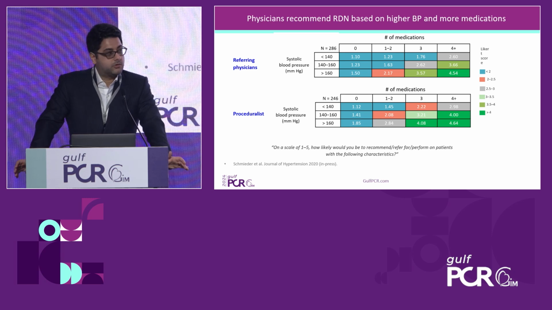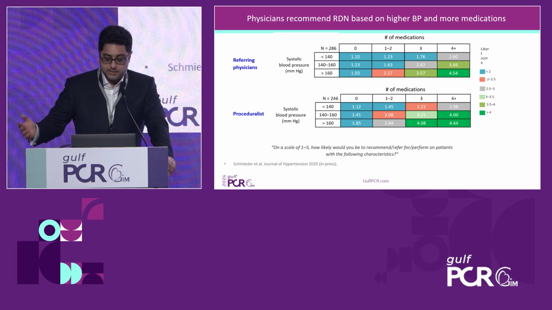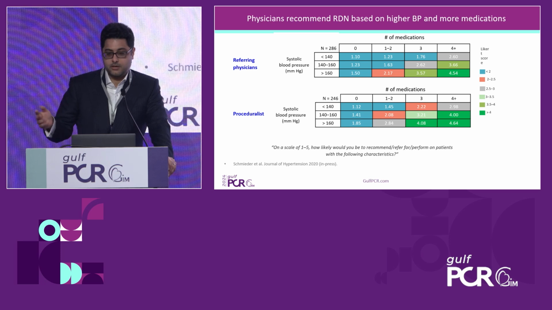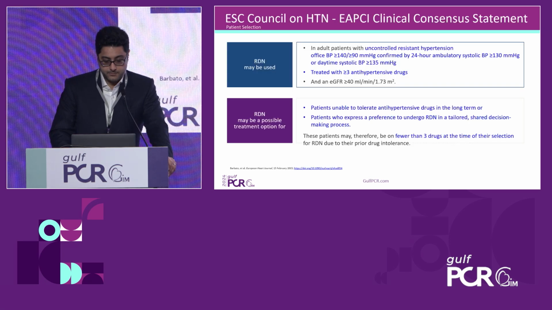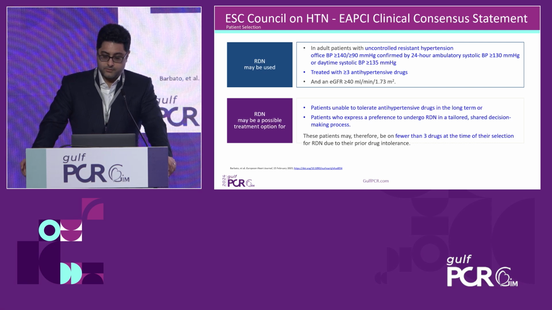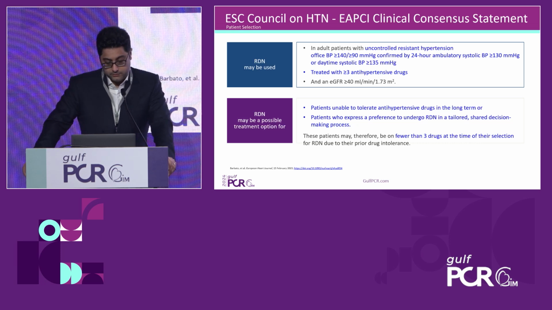They looked at the scoring system and what kind of score you would give them to refer them to RDN. Basically, the higher the blood pressure and the more medications they're on, the more likely they would be referred for RDN. So basically, the consensus statements: patients who have resistant hypertension, with an office BP of more than 140/90, or confirmed ambulatory systolic blood pressure of more than 130, treated with more than 3 medications, and had a GFR of more than 40, can be referred for RDN.